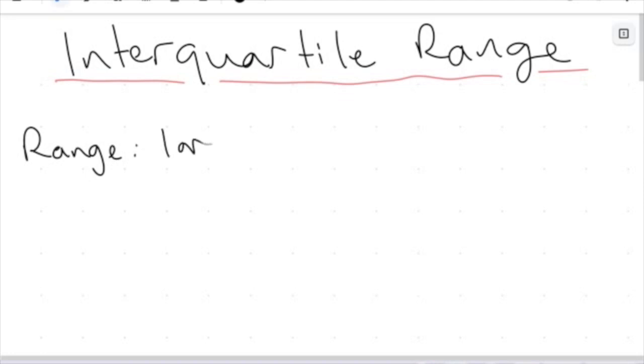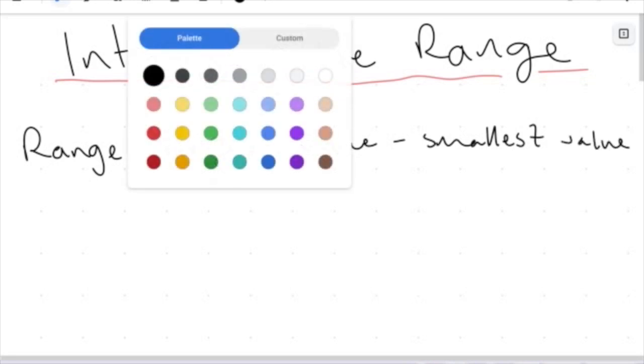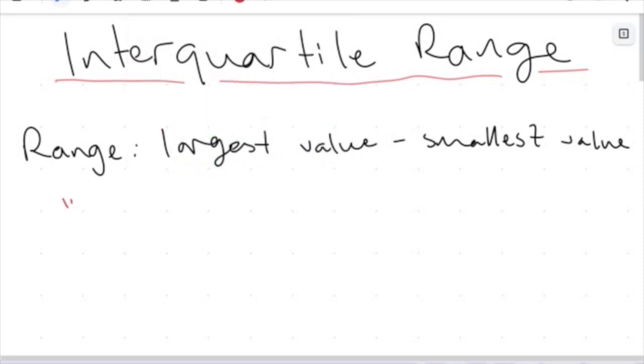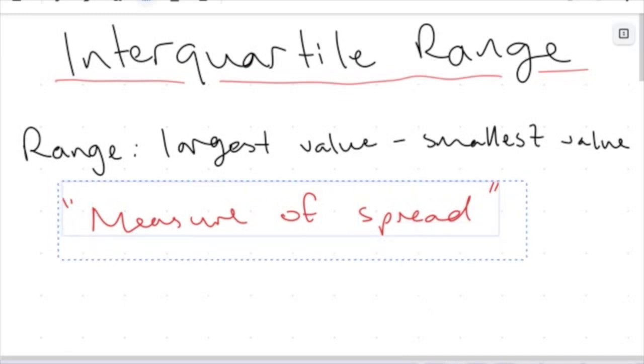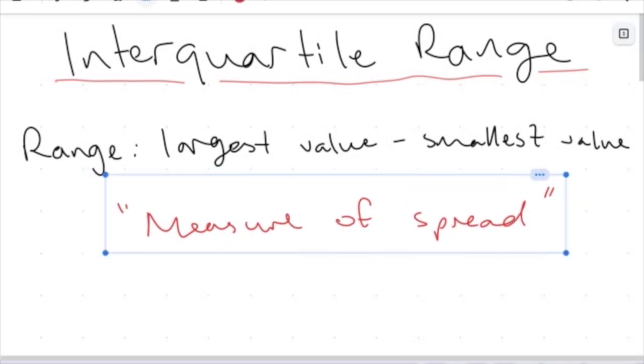Now, we defined range before as our largest data value minus the smallest value. And we defined this measure for range as a measure of spread. We wanted to see, well, how far does my data span? What is the smallest value? What's the largest value? What's the difference between them? So that difference between them is our range, and range falls under this category in our data measurements of a measure of spread.